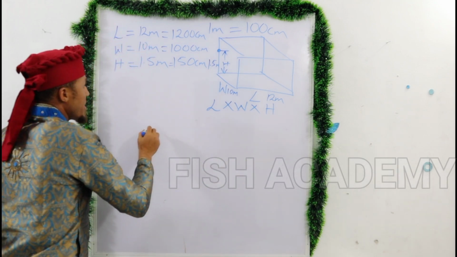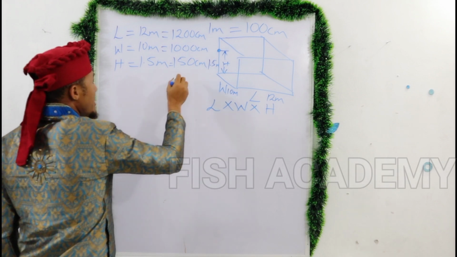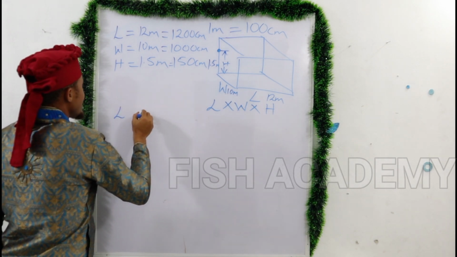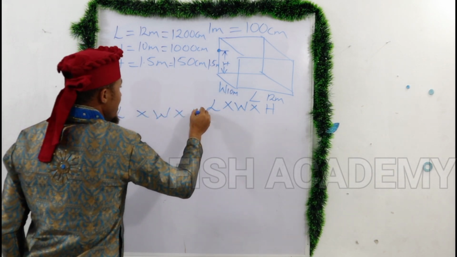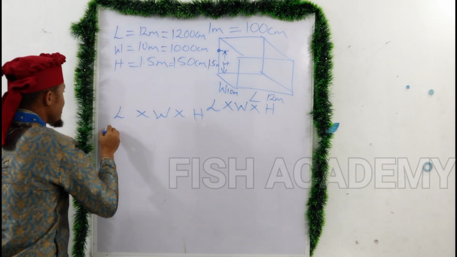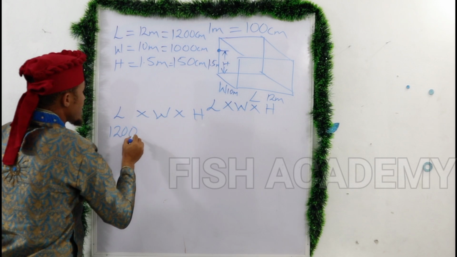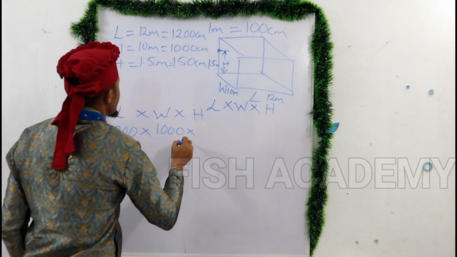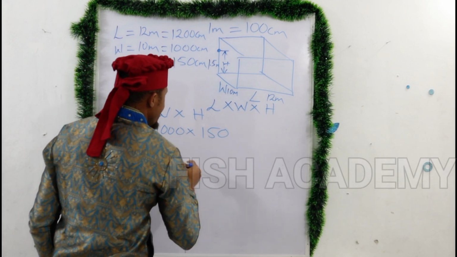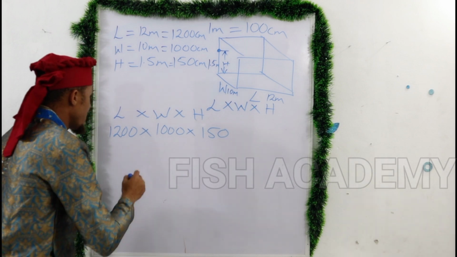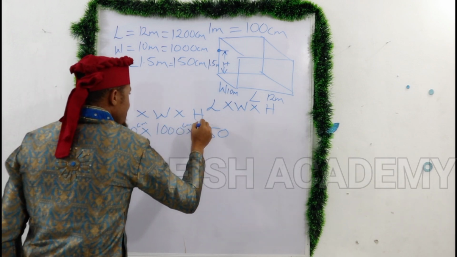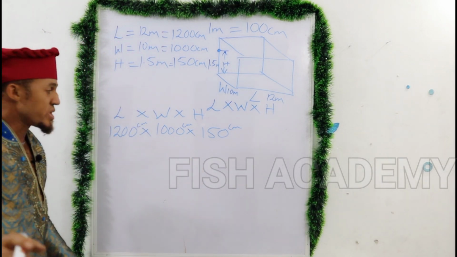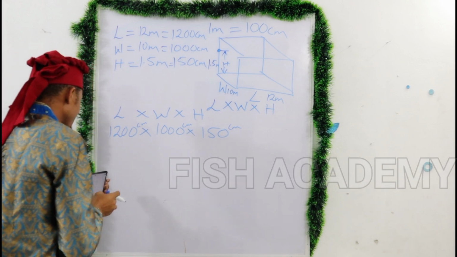Let's bring it down. We now have length times width times height. So we have the length as 1,200 times 1,000 times 150. Don't forget we still have the centimeter here, here, and here. All right, so what are you going to do next? You multiply this.